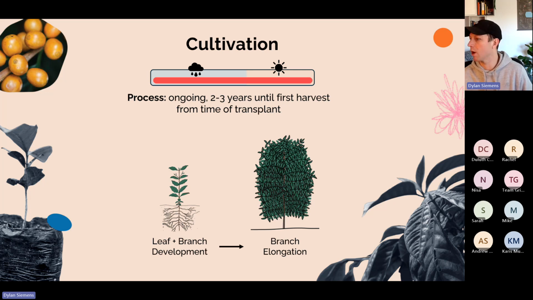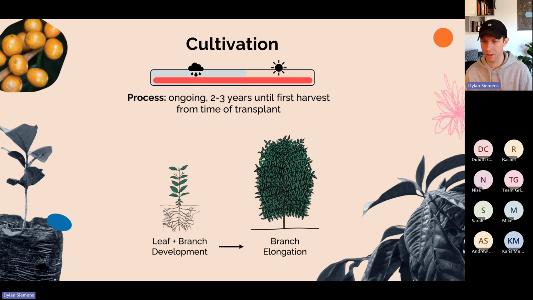Could be 1,000, could be way more than that. And then from there on, you are cultivating this plant for at least 2 or 3 years before that plant is mature enough to bear its first harvest. And then often the first harvest is really small.